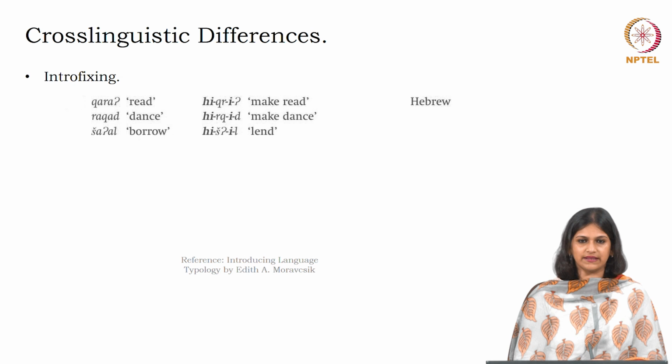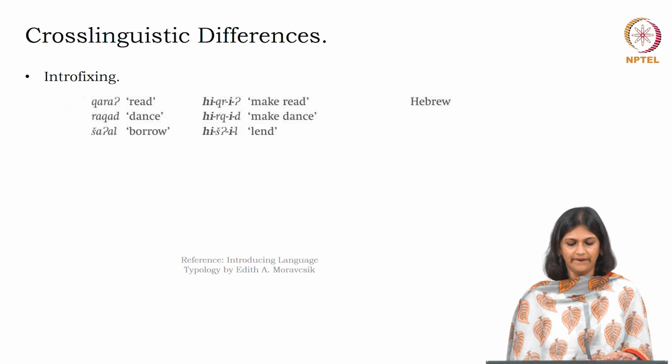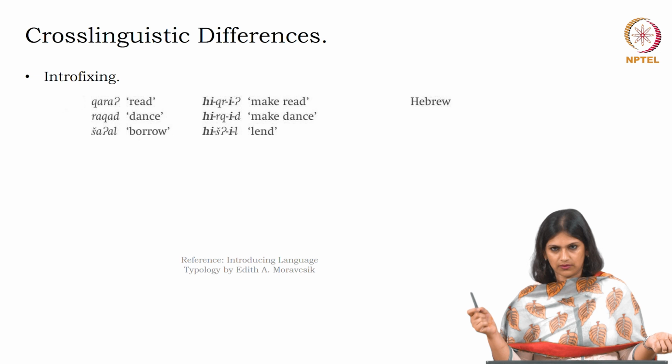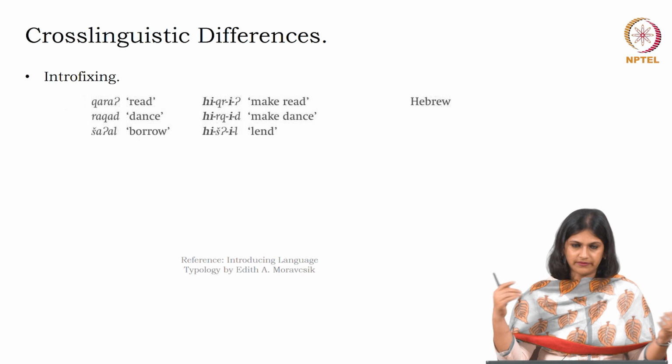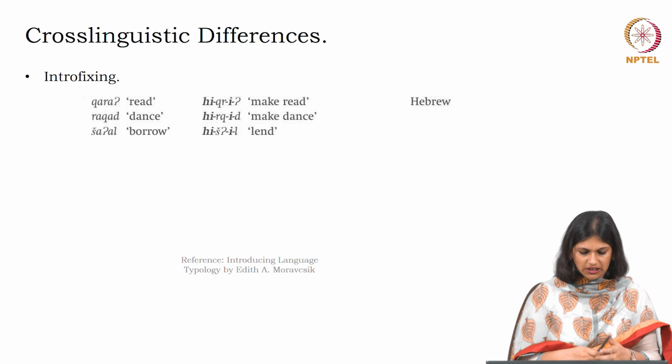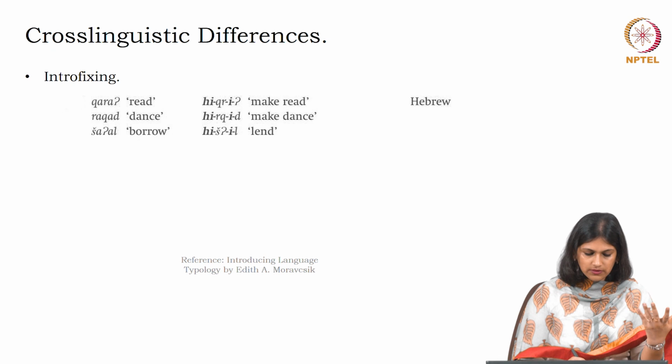In the case of rakad, which is dance, when it becomes make dance, it becomes hirkid. So in that case, the introfix here is hi. One part of it, hi, is kept in the beginning of the word, and then the other part, only the e sound, the e part of the morpheme, is there in the middle of the word. And in the case of rakad, which was the root word, that has also been broken and there has been some change. So we have r, q and d, but the vowel sound, the a sound, has been dropped. Similar is the case with the first one and the third one.